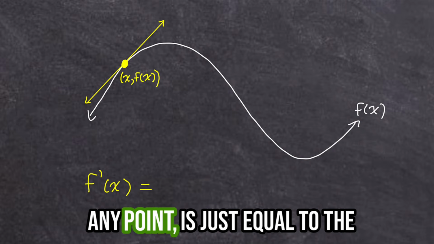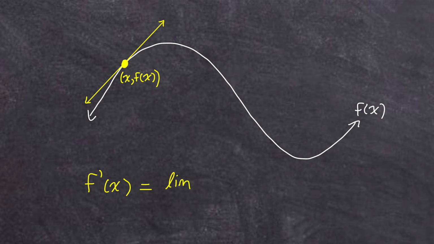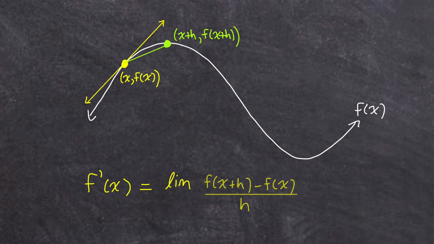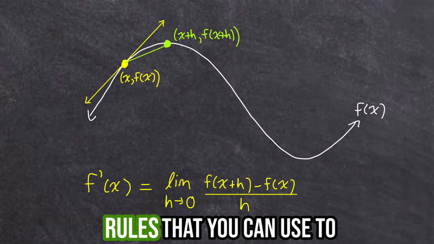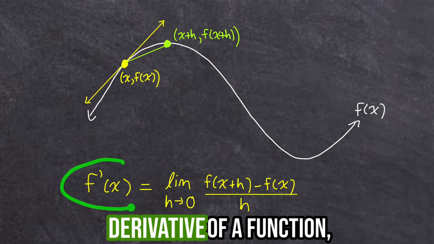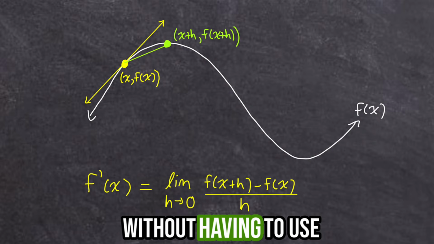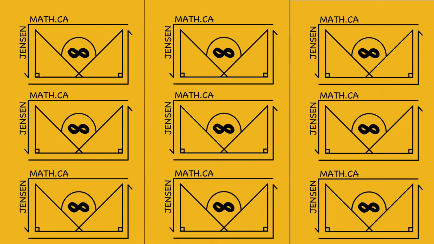And from Newton's quotient, we know that the derivative, which gives us the slope of the tangent line at any point, is just equal to the limit of the secant slopes, which would just be the difference in the y values divided by the difference in the x values of those points, where the difference in these x values, which we call h, is approaching 0. And in this video, I want to show you the top 10 derivative rules that you can use to find the equation of a derivative of a function without having to use Newton's quotient.